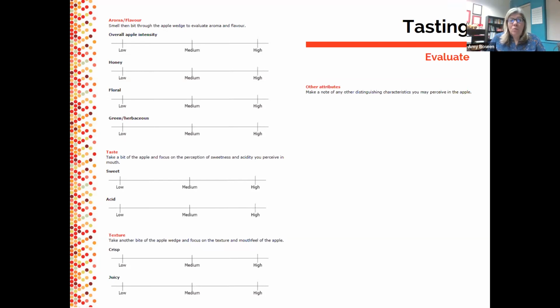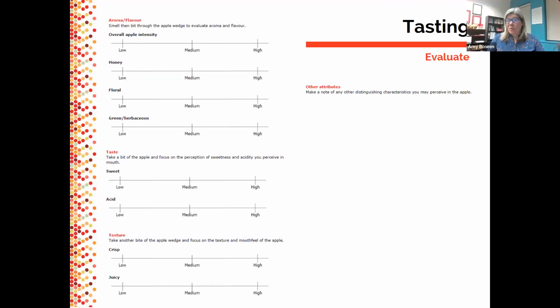Sorry, Amy. Just to tell everybody, we will go through this all together with the first apple. When we do the first apple, we'll keep this to hand and go through one at a time. So first we've got our aroma flavor. We've got overall apple intensity, honey, floral, and green herbaceous. That's in the aroma flavor. So now taste. What are we going to get with taste?